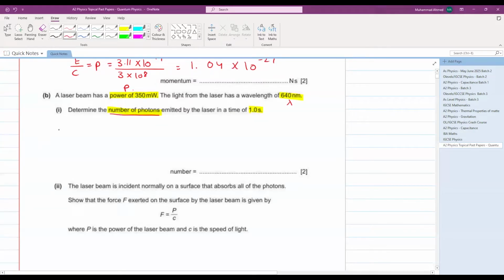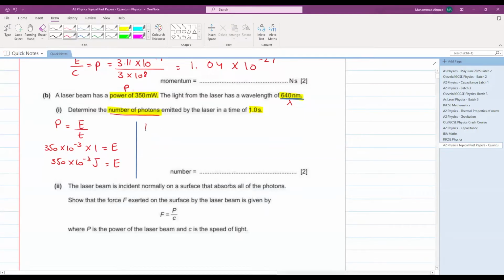From AS level physics, you might remember power is equal to energy over time. What is the power? 350 × 10^-3. What is the time? 1 second. What will your energy come out to be? 350 × 10^-3 joules. This amount of energy is supplied by the photons of 640 nanometer wavelength.